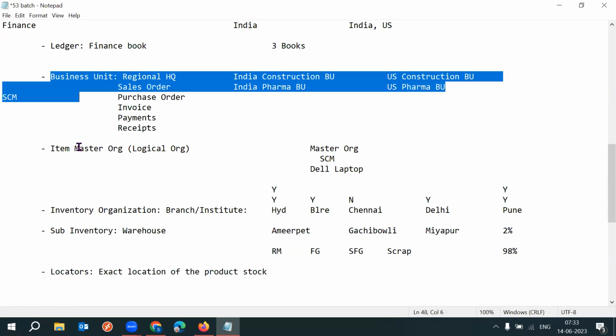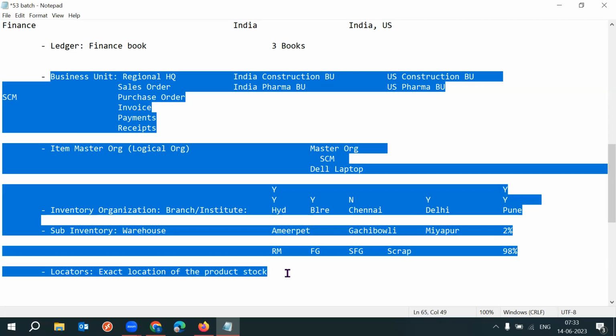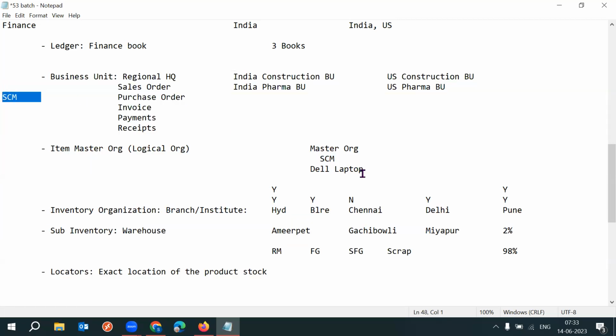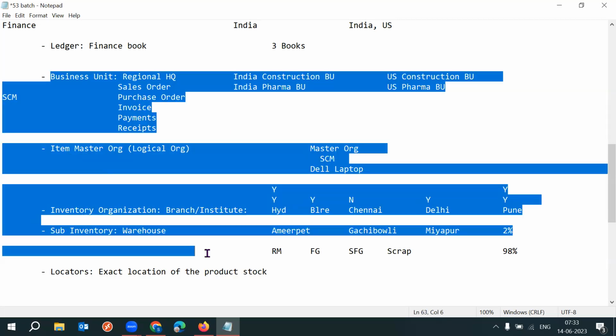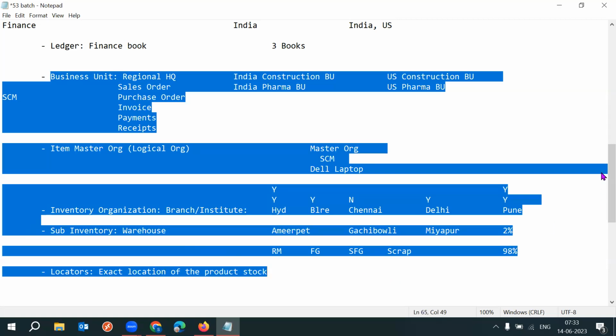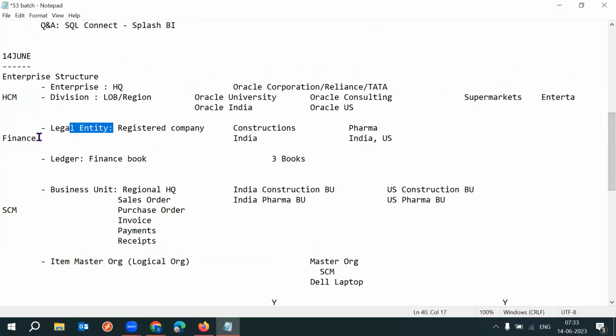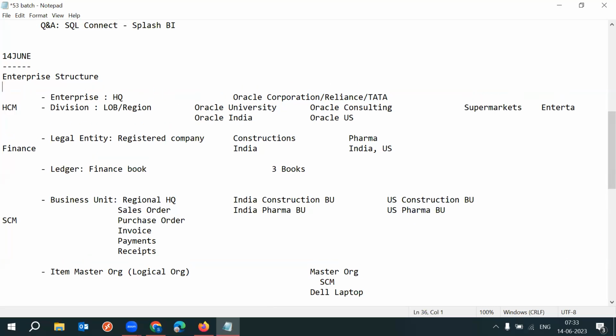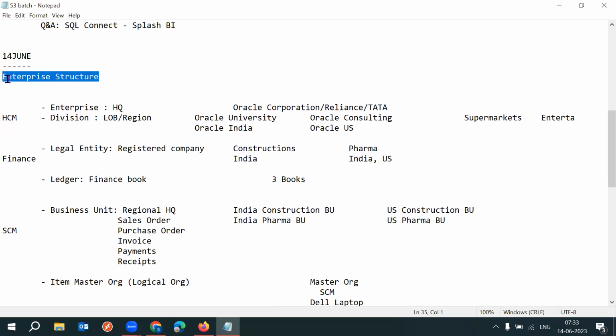Okay. So from the business unit till the locators, whose responsibility is it? It's the supply chain consultant's responsibility. We have to configure it and support these entities in real time. Ledger and legal entity are finance. Enterprise and divisions are HR, the human capital management consultant. In EBS, you can call this a multi-org structure. In Fusion, this is called an enterprise structure.